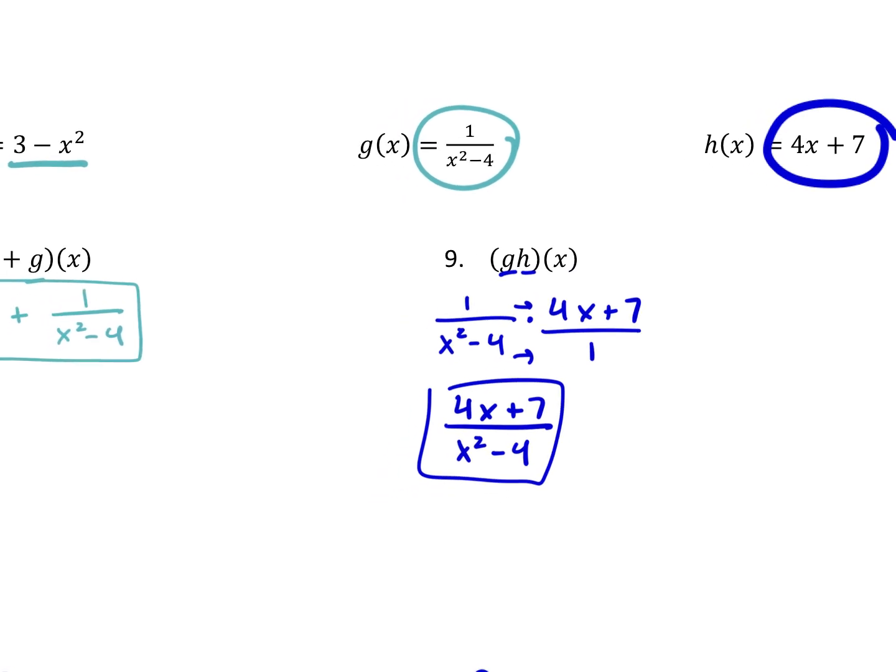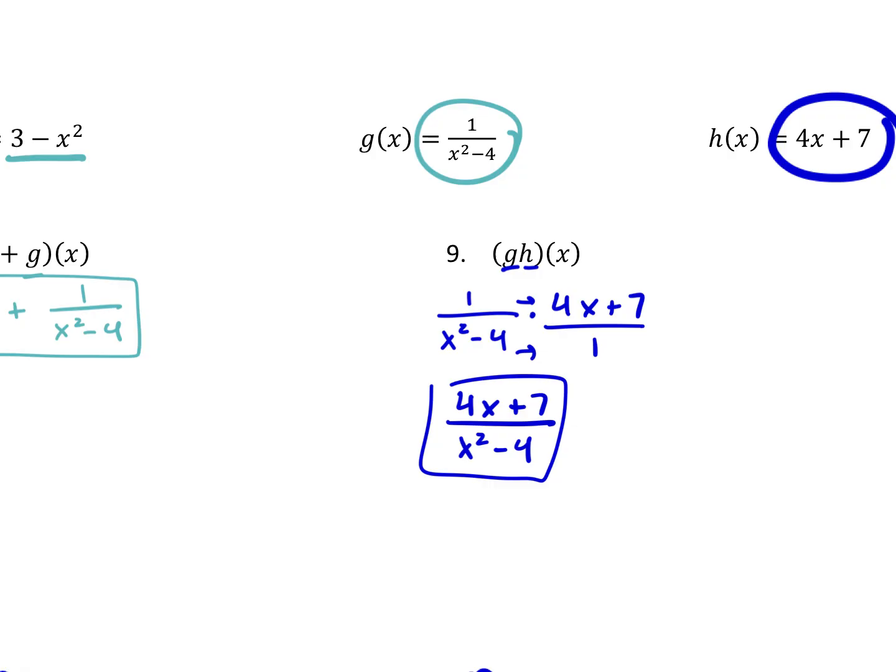What if I was multiplying f times h? Looking at f and h, what would we have to do there to multiply them together? FOIL. You'd have to FOIL, because in f and h, neither one's a fraction. So when you multiply it, you would just FOIL them together.